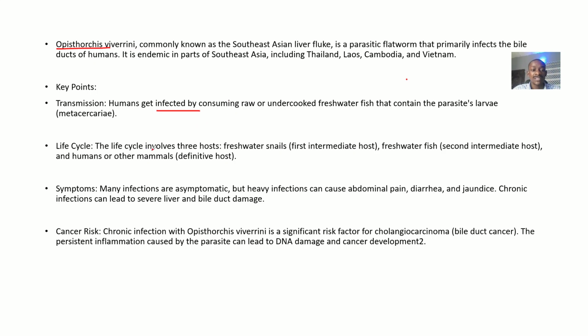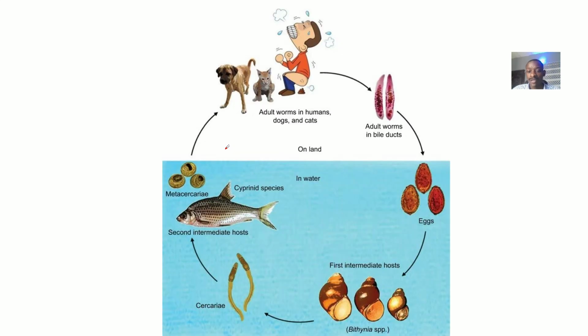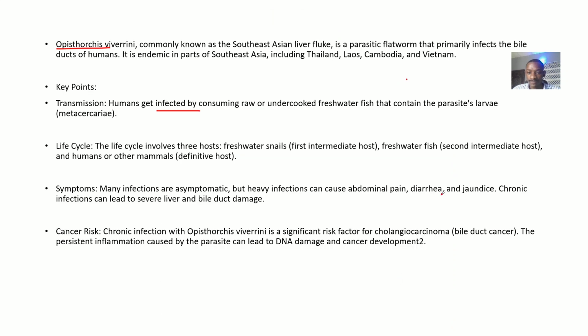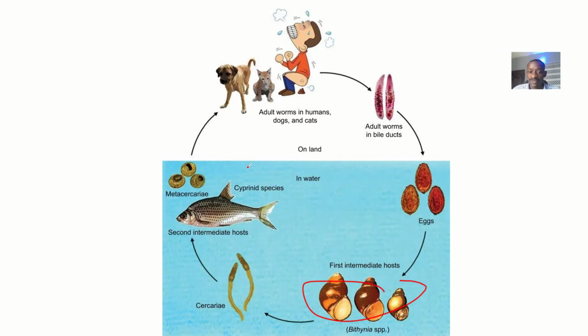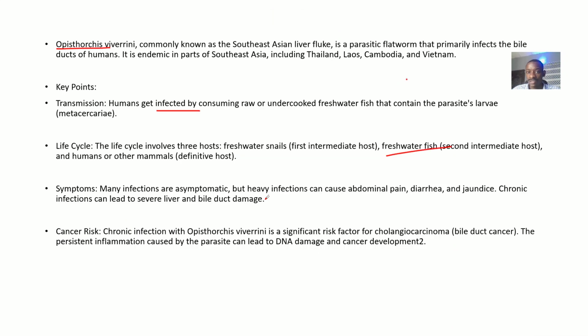The life cycle involves three hosts. You have freshwater snails, these are the freshwater snails, and then freshwater fish. From snails, it gets into the fish. Now, when you eat it, humans become the definitive host, right?